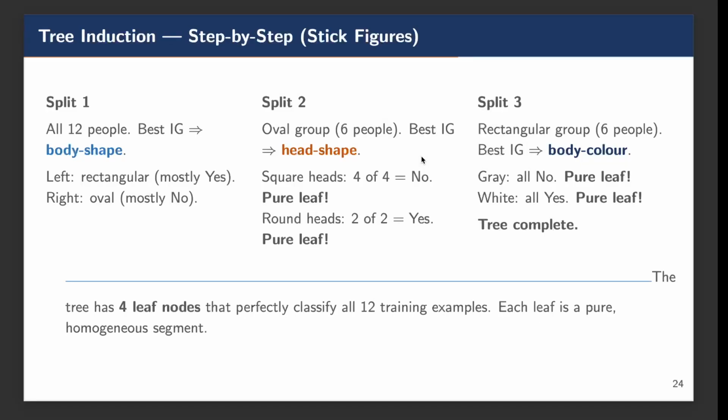So let's look at the tree induction from the point of view of the stick figures. This is a step-by-step approach. First split, we use the body shape, which has the best information gain. For the oval group, split 2 uses the head shape to create pure leaves. For the rectangular group, split 3 uses body color to create the final pure leaves. So the result is a complete tree that perfectly classifies all the 12 examples.